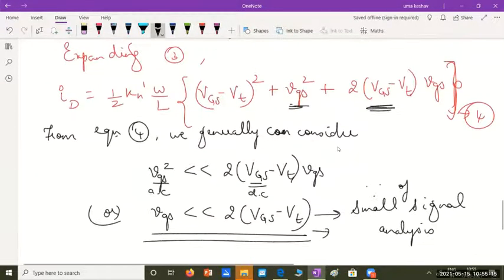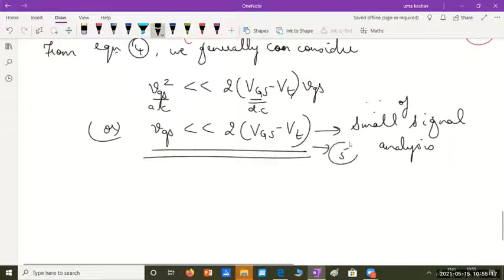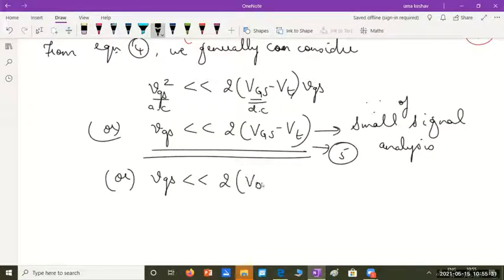What is the equation number? 5. We can generally consider vgs to be much less than twice VGS minus VT, or in other words I can write vgs to be less than 2 times the overdrive voltage. VGS minus VT we call the overdrive voltage, so it will be less than twice the overdrive voltage. Okay, so both these let's call equation 5.